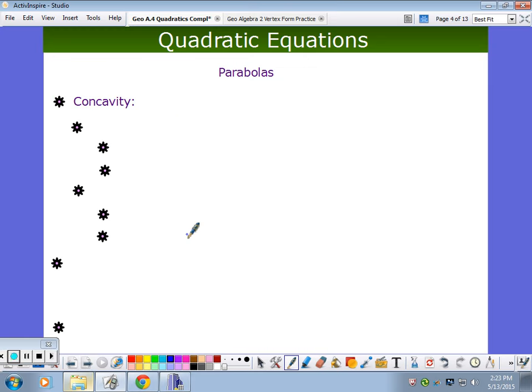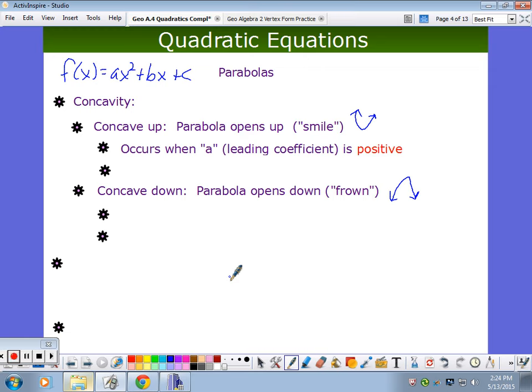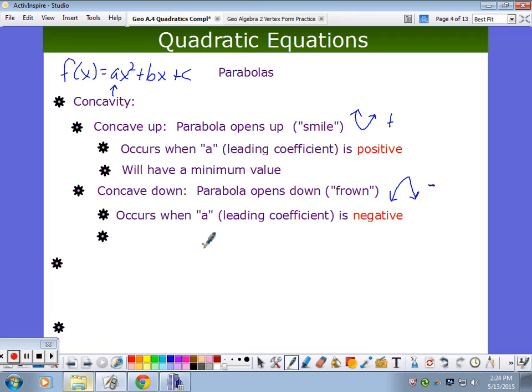All right, concavity. I am talking about the standard form here, so let me put that back in here so I can see it. Definitely did this last time. Concave up is the smile, and concave down is that frown. It occurs when this A, that leading coefficient, is positive, you are concave up, and when that A is negative, it will be concave down. You will have a minimum. There's the other word I was looking for. Another name for the vertex for a concave up parabola is minimum, and for a concave down one, it is a maximum.